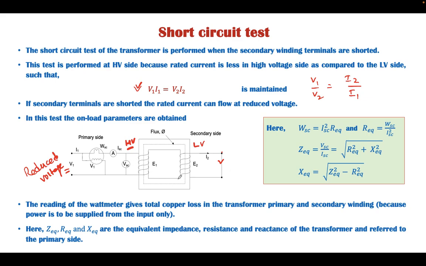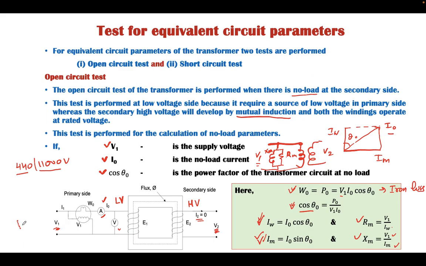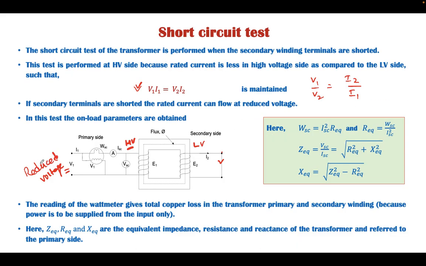Whereas in case of the open circuit test, this was the applied voltage. This was the rated voltage. Whereas in case of the short circuit test, this is a reduced voltage, because the secondary is short circuited. Where there is a short circuit, a very high current will flow, and hence at a very low voltage, high current can also be developed in the secondary winding as well.